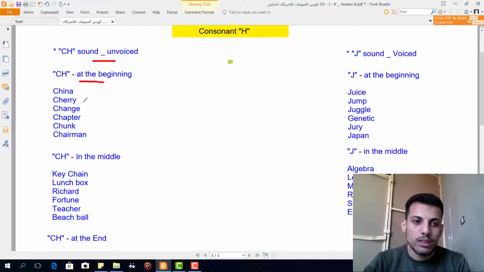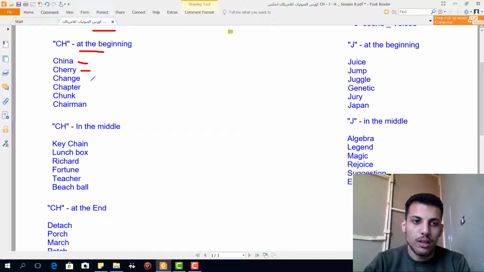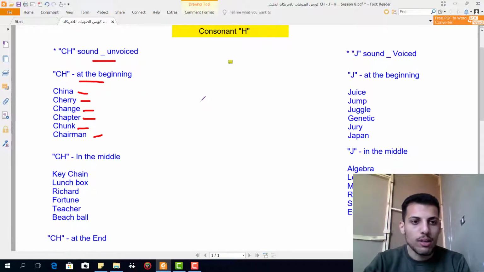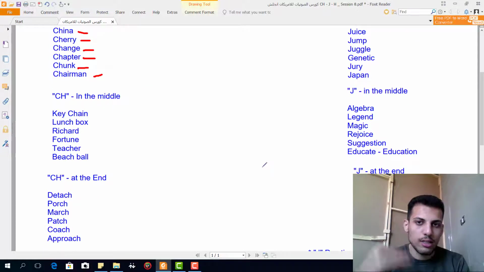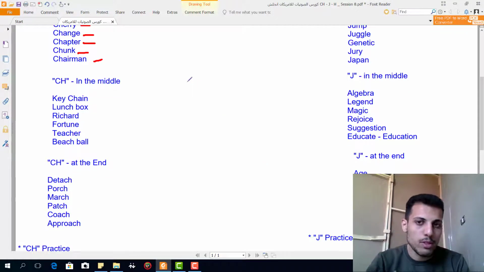Cha at the beginning: China, cherry, change, chapter, chunk, and chairman. Chapter, guys, not the other way. Chairman is like the CEO, the big boss at the top, the best owner of the company. The CEO is also called chairman, the one responsible for the board and administration and everything at the top.